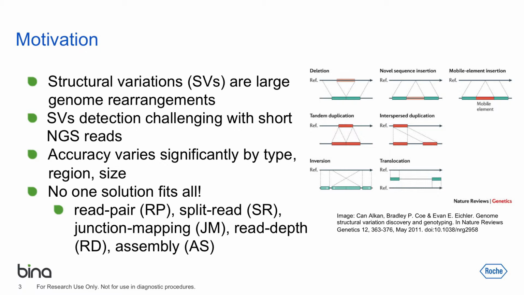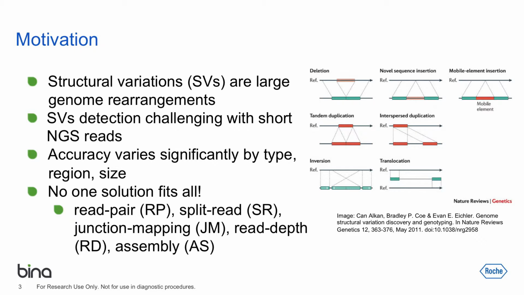Like read pair analysis looks for variations in the paired alignment, or split read, which looks for the evidence of SV by splitting the read and aligning it against the genome. Junction mapping, which uses databases of known variations and checks for evidence for those variations. Or read depth, which looks at variations in coverage. And finally assembly, which assembles the reads together to construct the SV sequence.